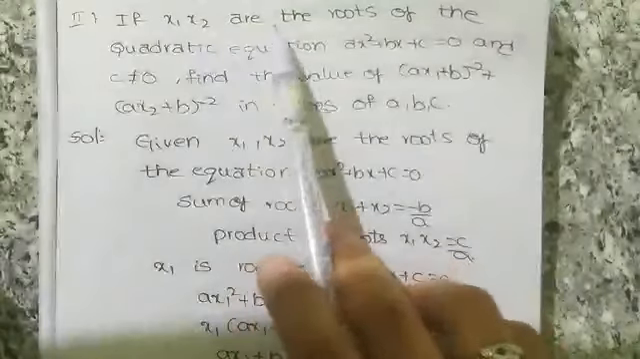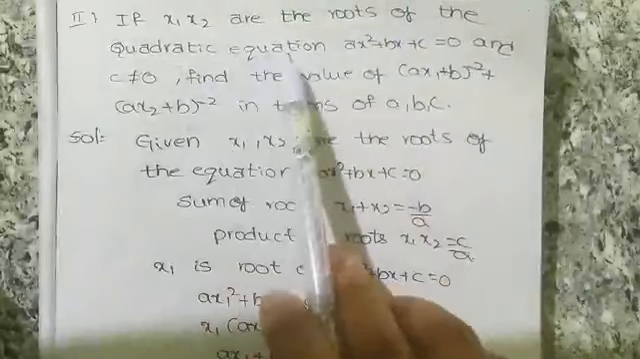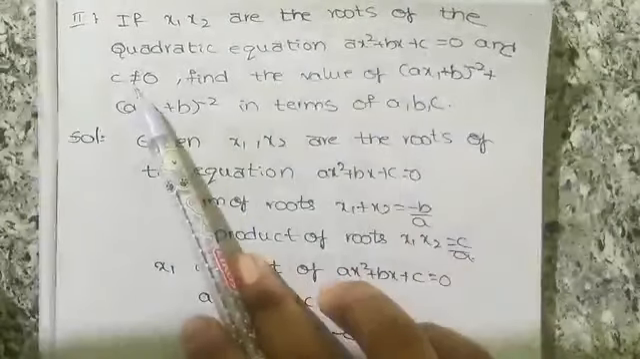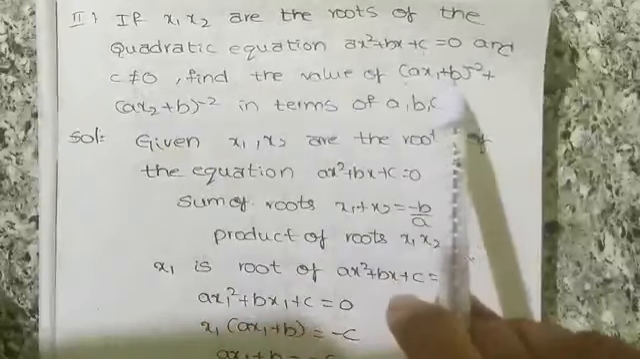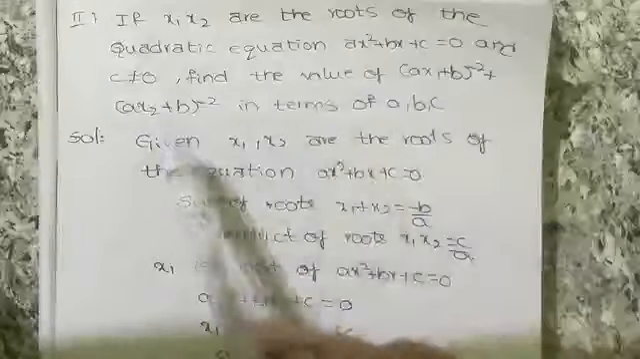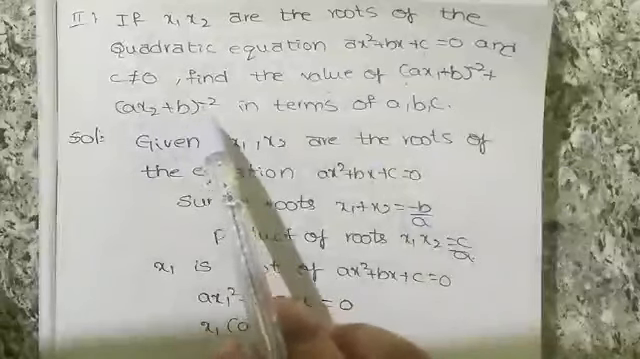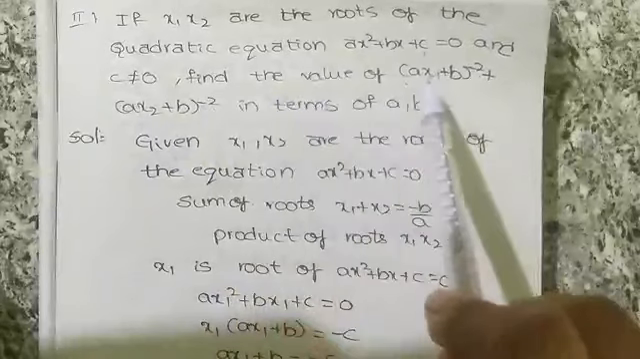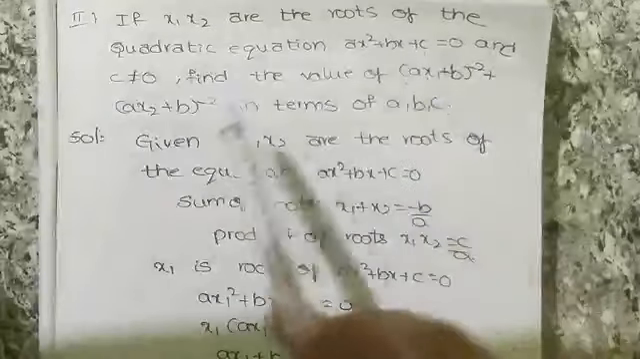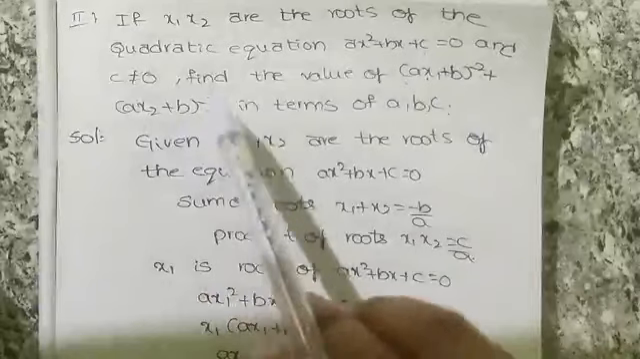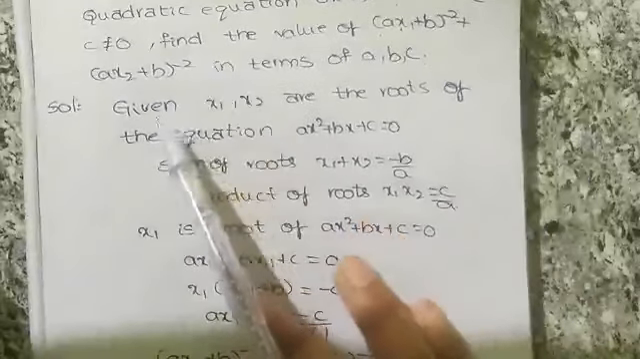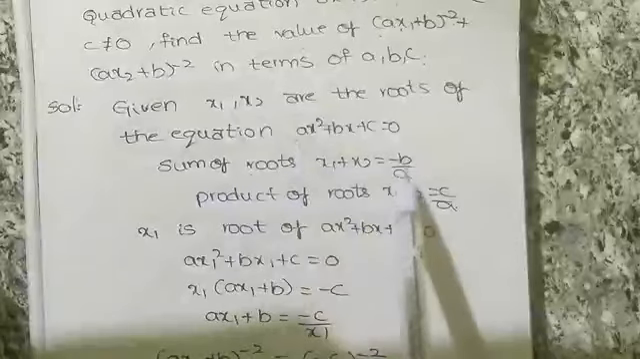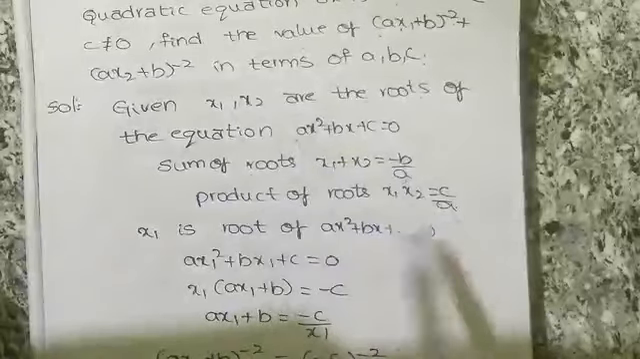If x1 and x2 are the roots of the quadratic equation ax square plus bx plus c is equal to 0 and c is not equal to 0, find the value of (ax1 plus b) whole power minus 2 plus (ax2 plus b) whole power minus 2 in terms of a, b, c. First of all, we have to find individually (ax1 plus b) power minus 2 and (ax2 plus b) whole power minus 2. For that, they have given x1 and x2 are the roots of the equation. Find the sum of roots, that is minus b by a, and the product of roots, c by a.